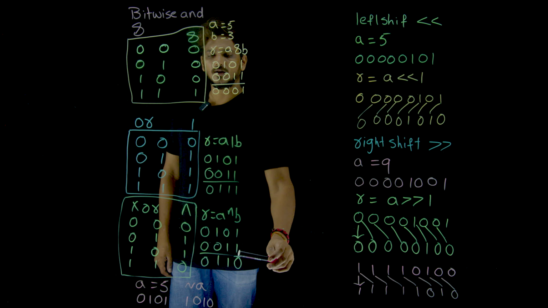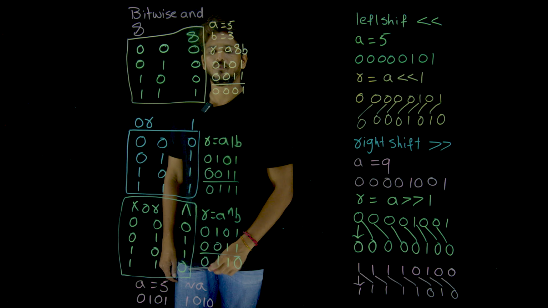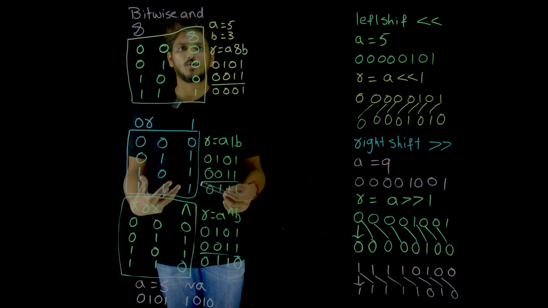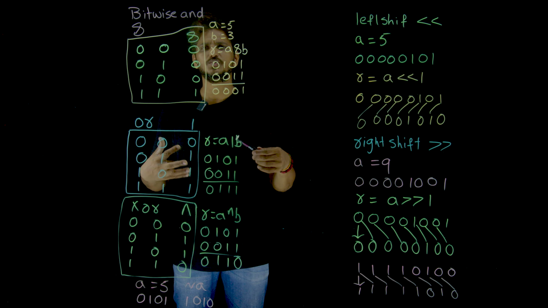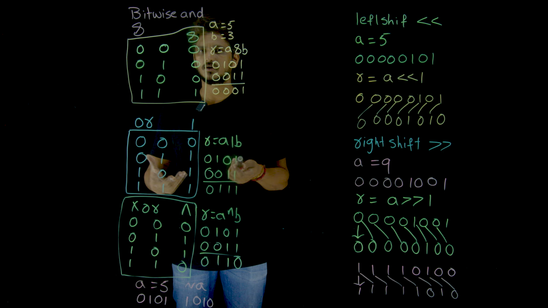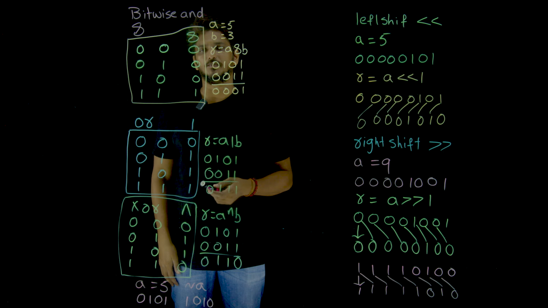1 XOR 1, you are going to get 0. 0 XOR 1, 1. 1 XOR 0, 1. 0 XOR 0, 0. This is how XOR operation is going to work. All these operations we are going to use in cryptography, computer networks. So there the applications come.